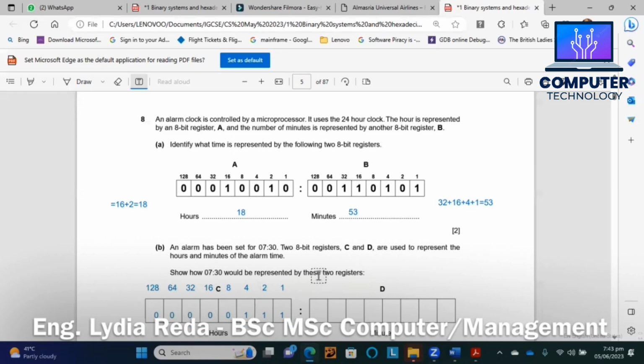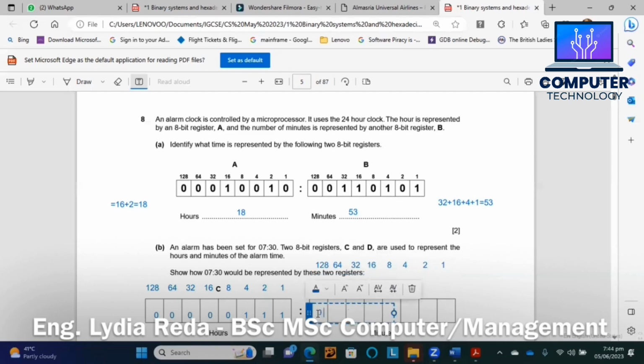Now we'll have the 30. Let's write it a little bit up so that we can see. 64, 32, 16, 8, 4, 2, and 1. Okay. Does the 30 have 128?